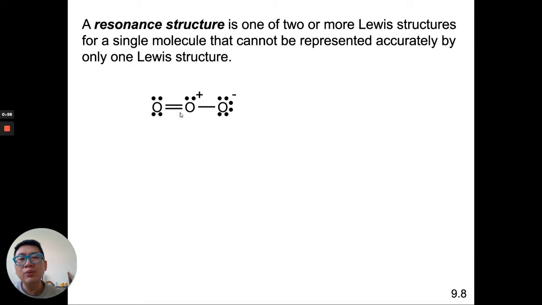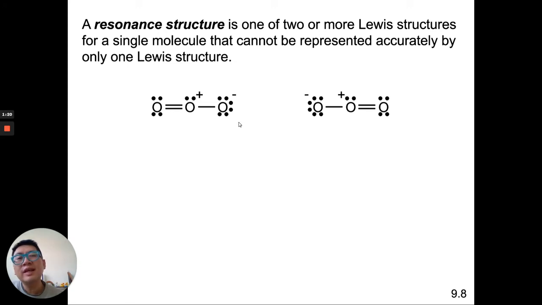Now, who said the first one had to be a double bond and the last oxygen a single bond? Why can't it be a single bond with the first oxygen and a double bond with the last oxygen instead? In a way, it's kind of the same, but it isn't. This is not the same as this, but it kind of is the same.